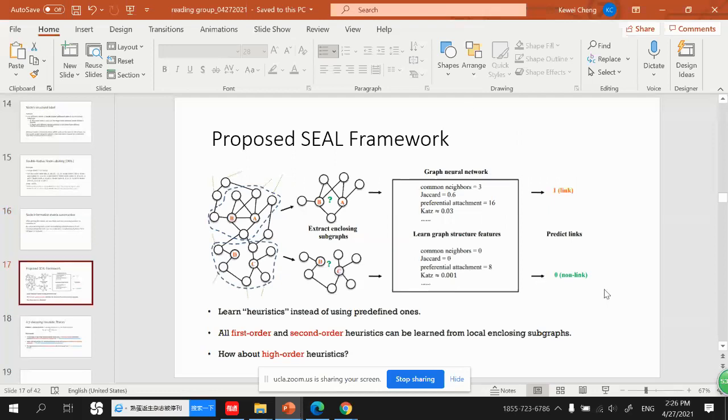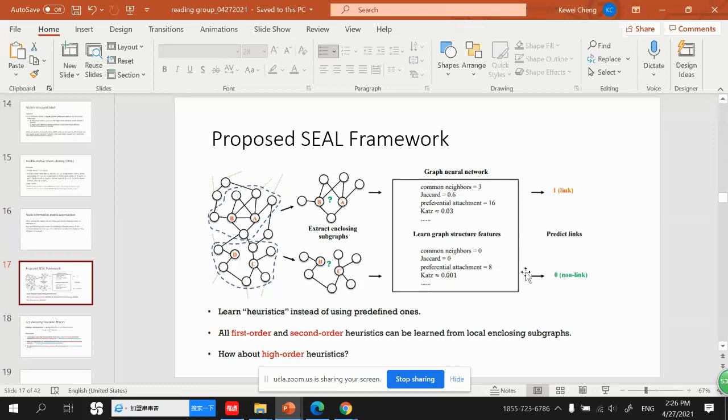And then we can see that as long as we set the edge hop parameter, when we are extracting the enclosing subgraph, to be bigger than 2, all first order and second order heuristics can always be learned from the local enclosing subgraph.